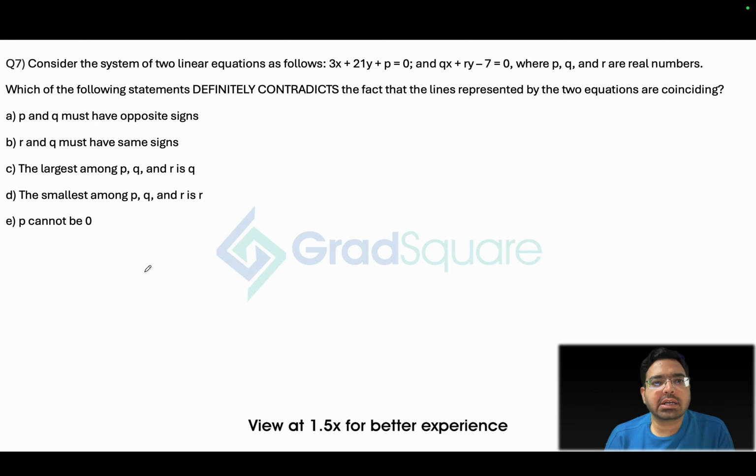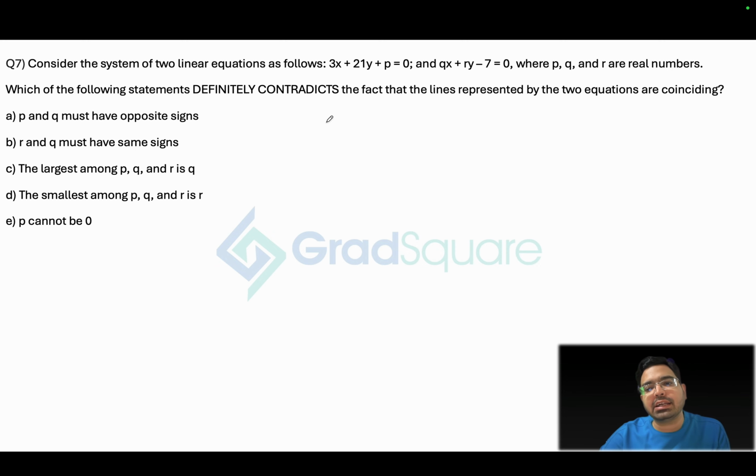Let's look at this one. Consider the system of two linear equations, where P, Q, and R are real numbers. Which of the following definitely contradicts the given facts? It definitely contradicts the fact that the two lines are coinciding lines. Coinciding lines means what? One line is lying over the other line.